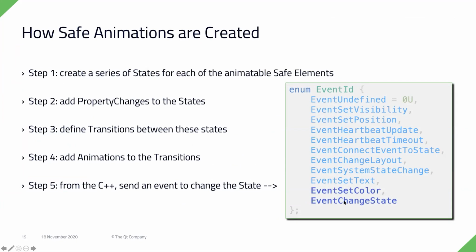Qt Safe Renderer 1.2 also adds the event set color. That's for the safe pictures. When you have a single colorized icon, you can now change the color of them too at runtime, which is a useful feature to have if you're theming.